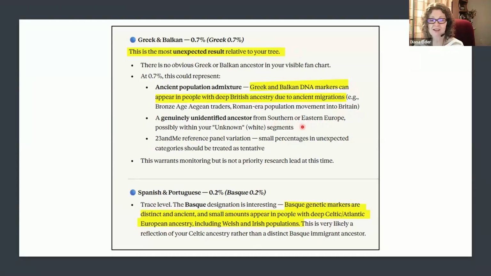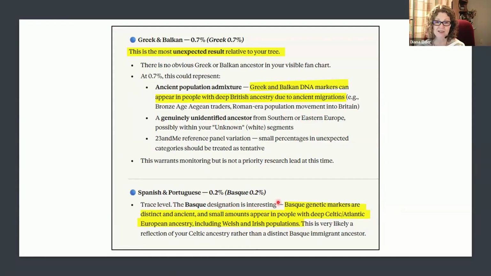So it's not saying it couldn't just be a random ancestor. But small percentages should be treated as tentative. So, good note. Now, here's another one that I was really interested in, this Basque.